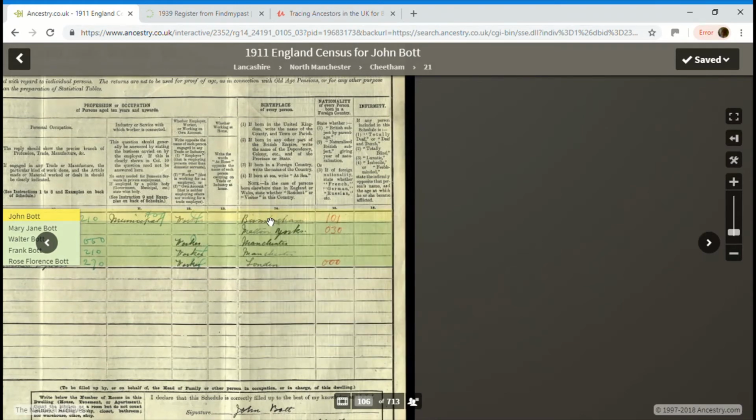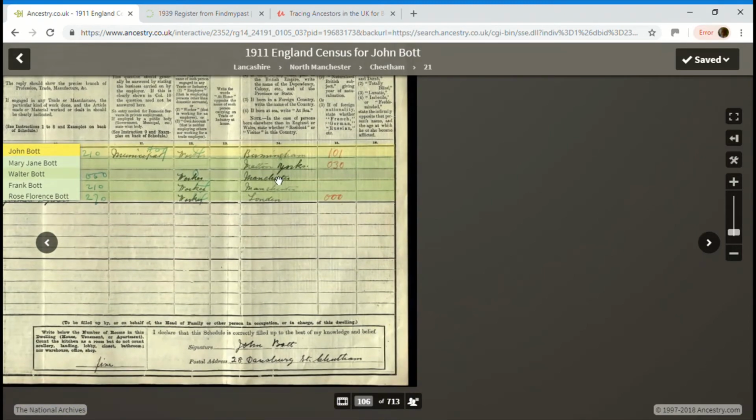Birthplace. Now, this is always very, very useful for further searches, so you really need to make a note of this. John Bott was born in Birmingham. Now, if I'd been searching from scratch, that might have been news to me. So that's very, very useful information. And his wife was born in Yorkshire, in Moulton.